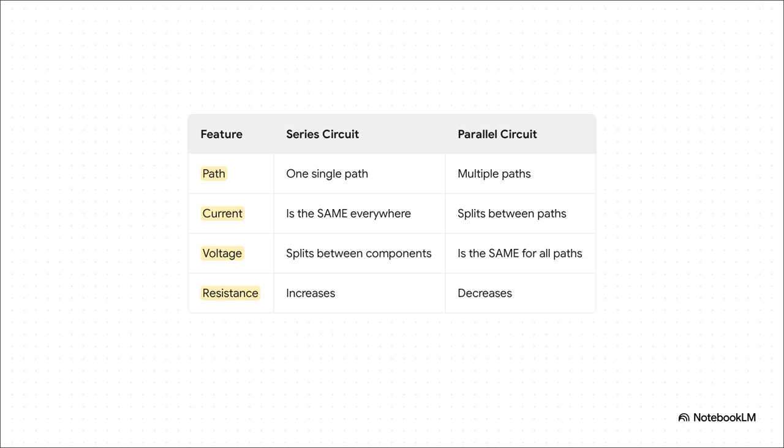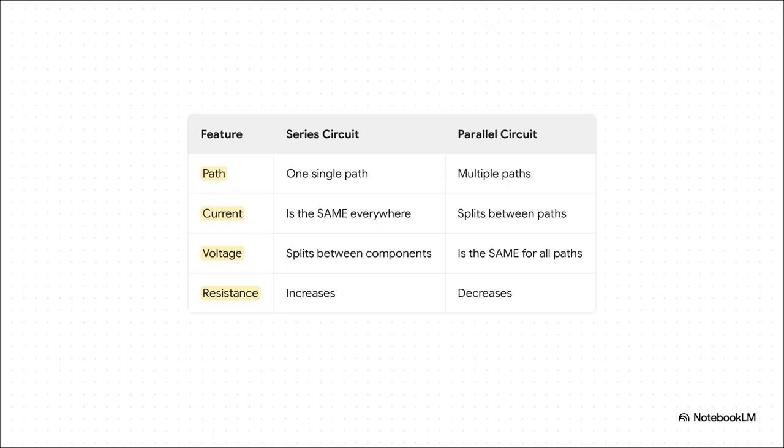Now look at parallel. It's the complete opposite. The current splits to go down the different paths, but the voltage is the same across every single branch. And now for the really interesting bit: resistance. In series, it just adds up, makes sense. But in parallel, and this is a key idea, the more resistors you add, the lower the total resistance gets.